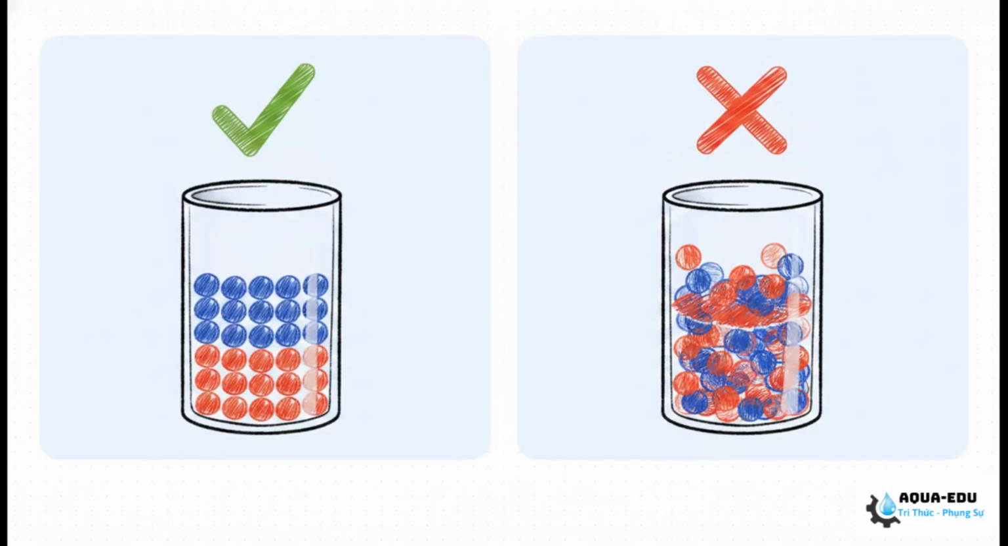The absolute crucial point here is understanding the physical state of your resin. Ideally, you want a perfectly sharp, clear interface where the lighter anion resin sits cleanly, right on top of the heavier cation resin.